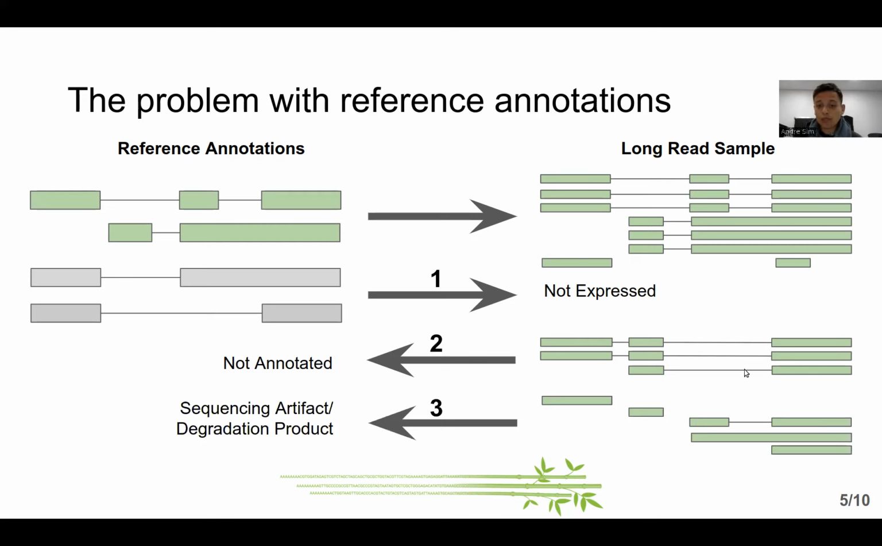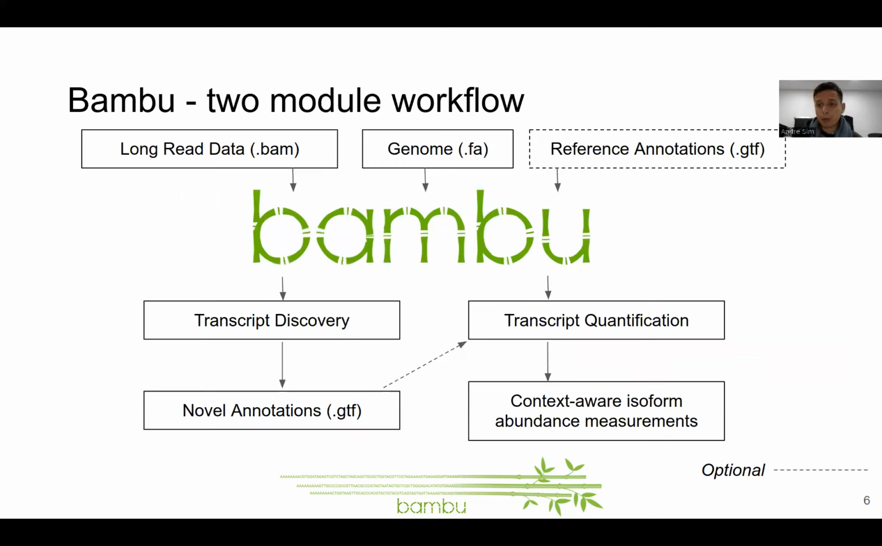So for example, what happens if we get a bunch of products like this, which could be a full-length transcript like this, or it might be a degraded product of one of the other reads. And so if we start including everything, we're going to only make this issue I explained in problem 1 significantly worse. So to try and address these issues, we developed Bambu.